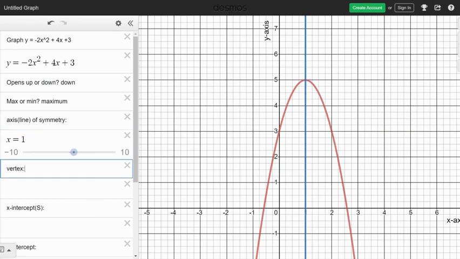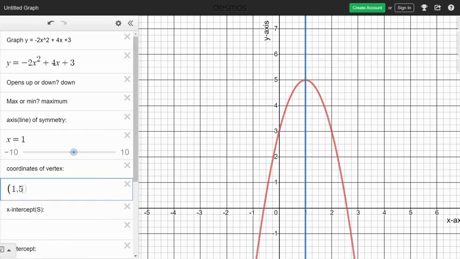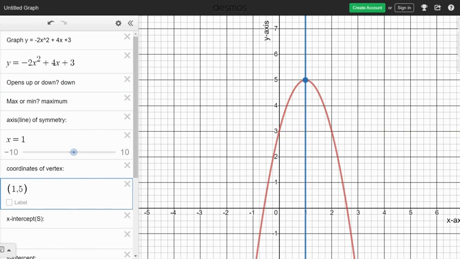The vertex is the peak of our graph, either at the very top or the very bottom of our U. I can touch this point with my finger, and it will tell me the ordered pair of the coordinates for my vertex. Remember, the word coordinates is talking about an ordered pair. That point is called the vertex, and it's that peak. I would just type in (1, 5), and on Desmos it will plot a point there so you can check your work and make sure it's in the right spot.